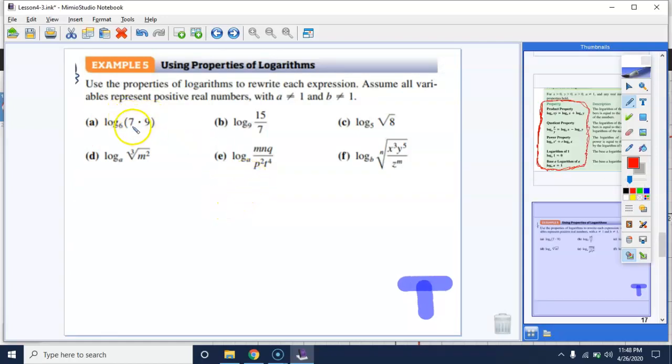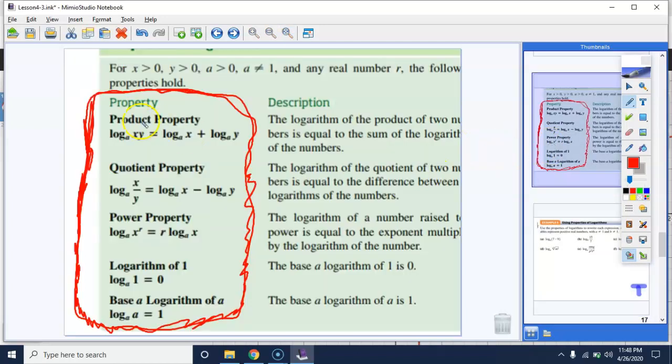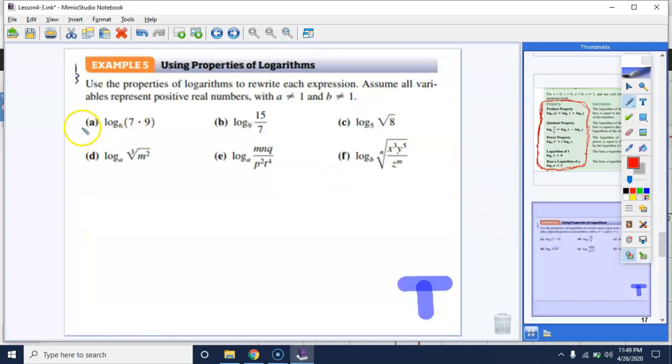Let's look at the first one, 7 times 9. So it's multiplied. It looks like the first property, right? 7 and 9, so we can separate them with a plus. So A should be what? It should be logarithm base 6 of 7 plus logarithm base 6 of 9. And that's all. Use the property to rewrite the expression. That's how you expand it, and that's your answer for A.